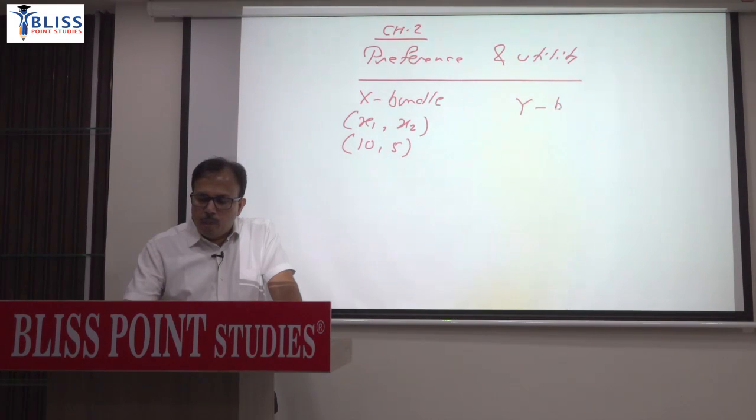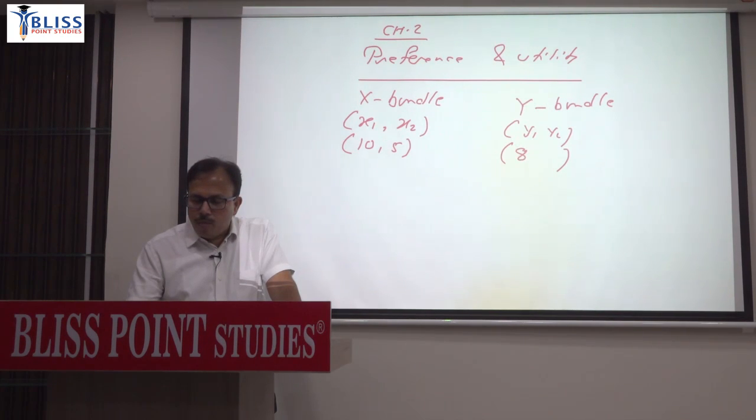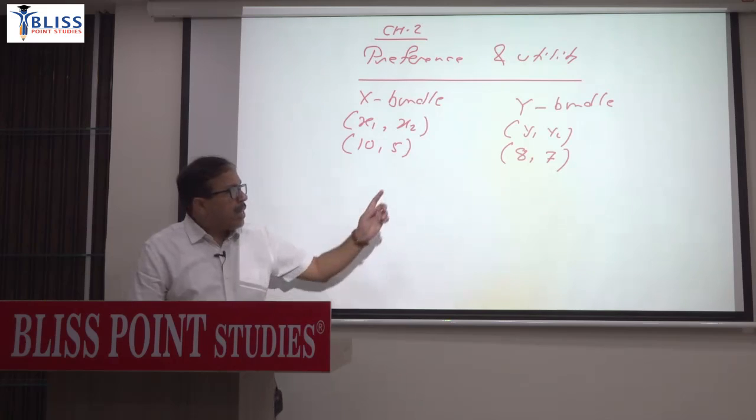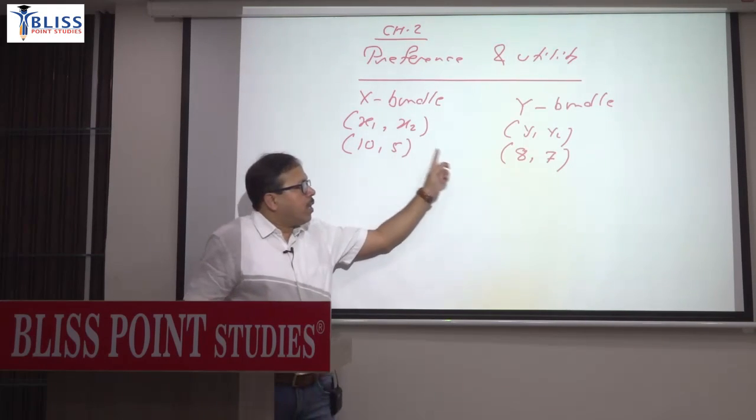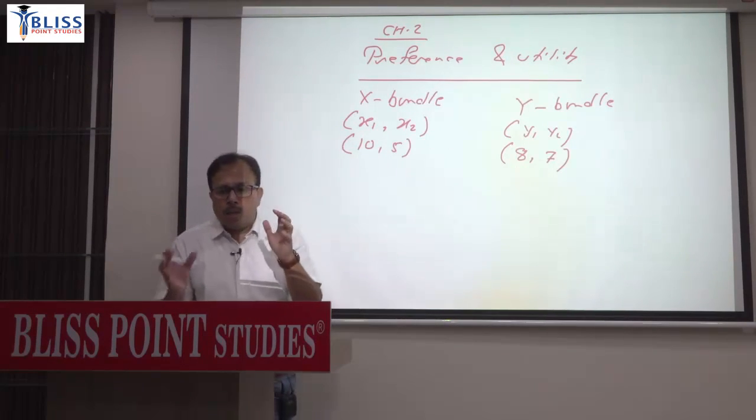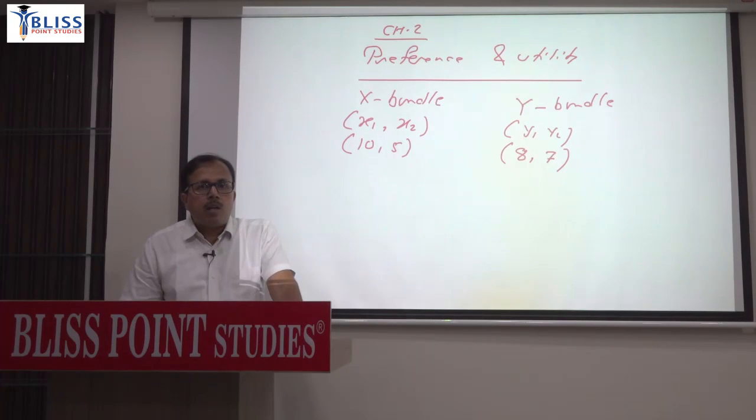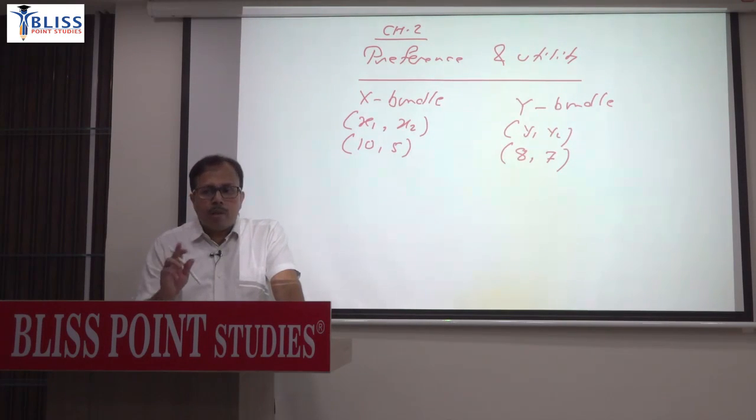So if I refer to the Y bundle, then you can write it as Y1 comma Y2. If in that bundle there is a less quantity of good 1 and more quantity of good 2, so in that bundle also I am referring to good 1 and good 2. That means when you are comparing two different bundles, the commodity must be same, only the quantity will be different, and that is the first assumption which refers to completeness.